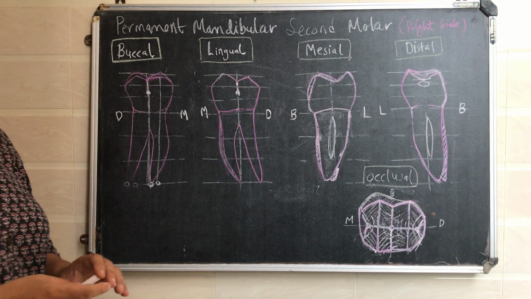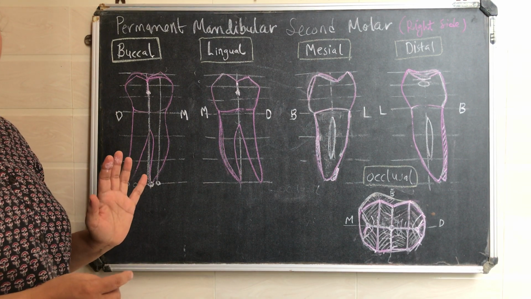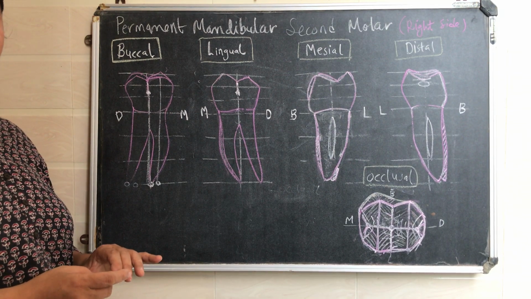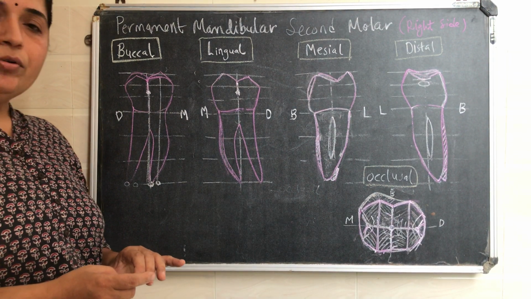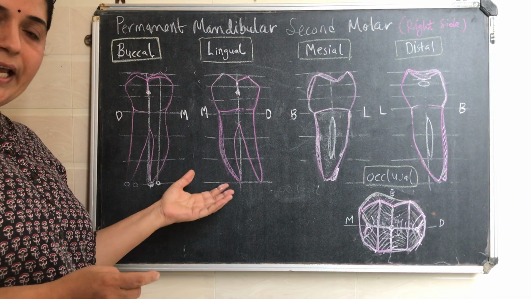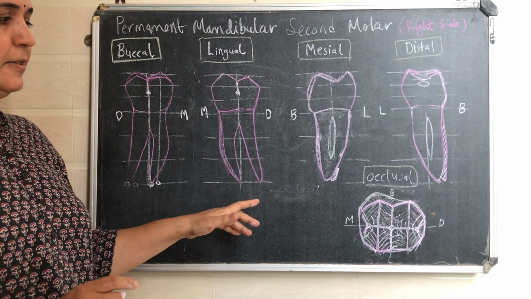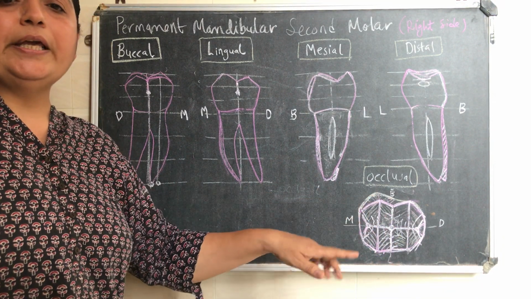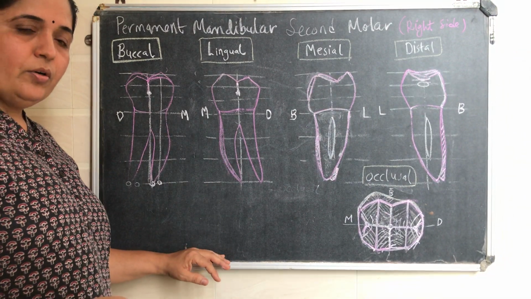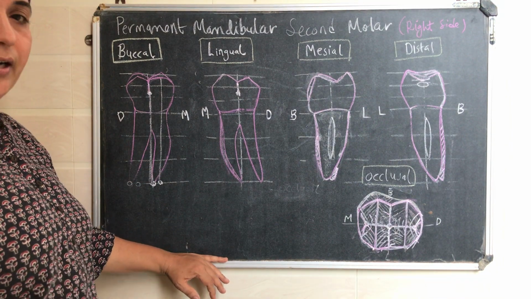So this completes all of your mandibular molars. I have said the steps for carving of the first molar. You have to carve the second molar according to the same steps as the first molar. The only difference is you have to prepare only 4 cusps, right? You don't have to carve the third molar. You have to carve only up to the second molar, right?